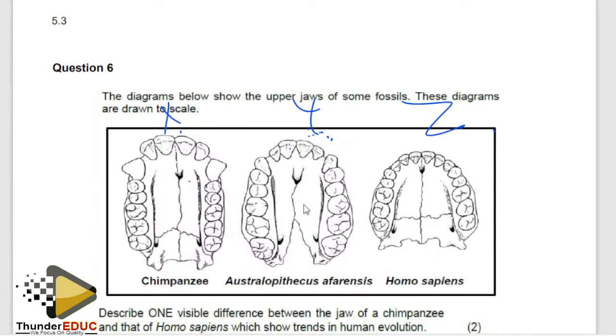Pick up the character. Look at the canine. The canine of Y is not as big as X, but is not as small as Z, meaning that it's just there in between. You see? Yes. The shape of this one is not as rectangular as X and is not as C-shaped as Z. You see? Yes. So basically, you have to link the two.